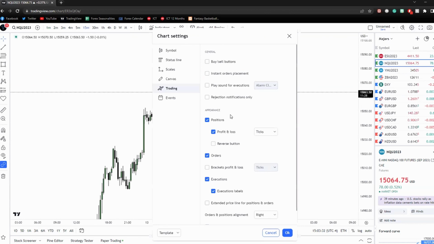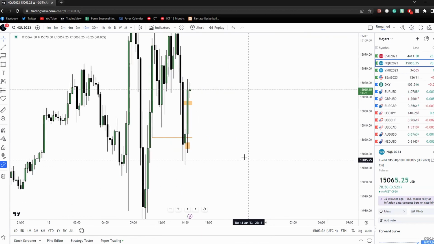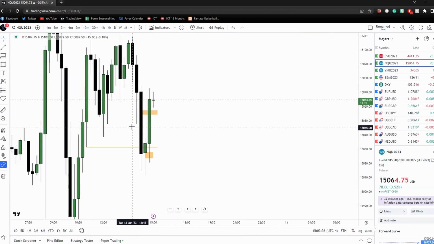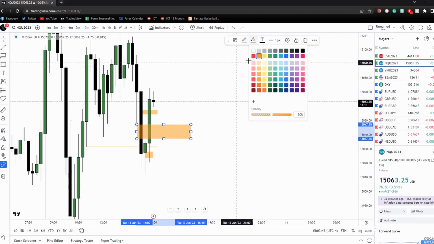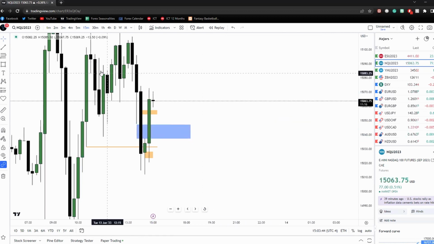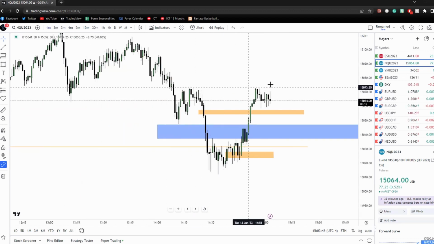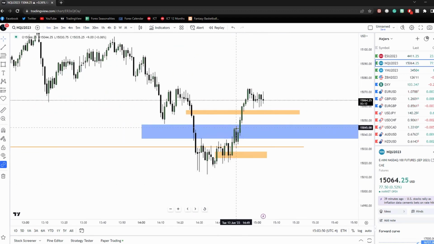So on the 15, these executions, you don't need them anymore. On the 15, there's this imbalance here. Let's use a different color. Let's use blue. So that's a 15-minute imbalance. You remember that. So when price comes up here and runs lower, I'm anticipating that this movement lower is just to reaccumulate before sending this higher.